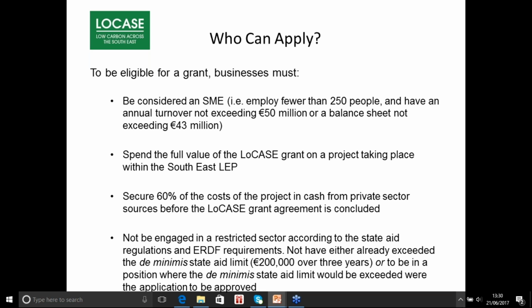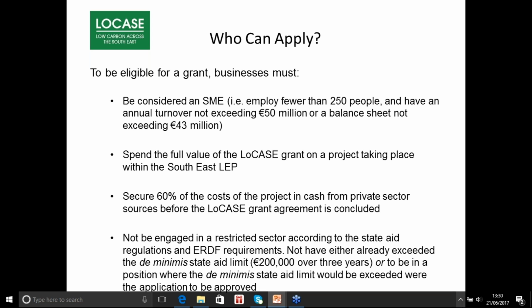We want you to spend all the money that we provide to you within our project area. You need to find, it says 60% of the cost. Ultimately, you will be paying 60% towards the cost of your project, but initially you need to find 100%. We pay in arrears, so you need to find 100% of your project cost, and we will pay you back the 40%, or up to 40%, that we've agreed at panel that you can have for your project.